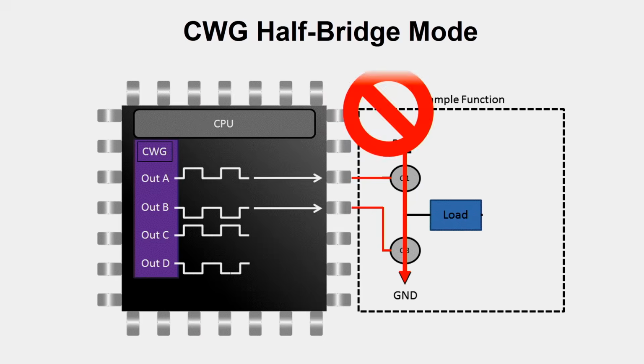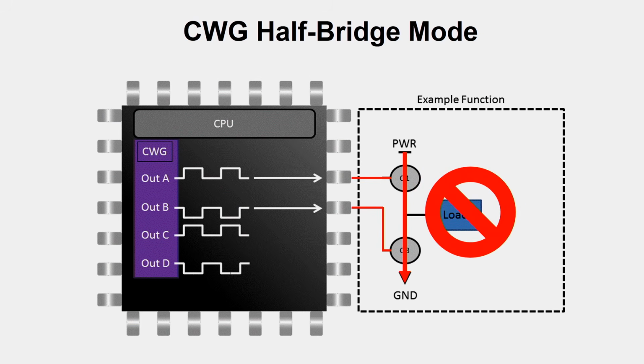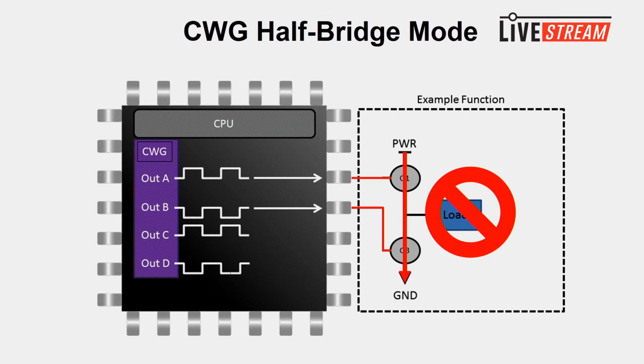Even if it's for microseconds? Yeah, just a little bit of time is going to create this current shoot-through from your power supply all the way to your ground. And what does that do? Well, that's going to hurt you a lot. I mean, not you, but the FETs.